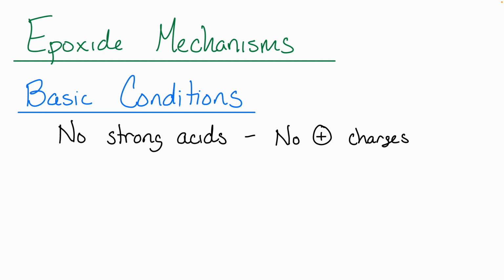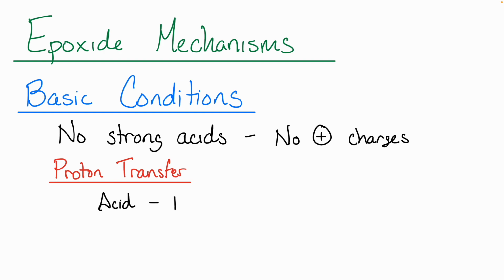All right, now that's not to say that we don't need to do proton transfer steps. We're still going to need an acid, something to play the role of a proton donor. We just can't use a strong acid. So instead, we're going to use a weak acid, a very weak acid, like water. So we're going to need to do proton transfer steps.